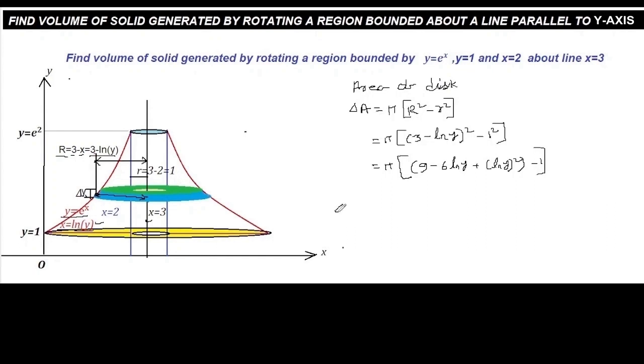So the delta A we can write as pi into 9 minus 1 gives us 8 minus 6 ln y plus ln y whole square. And the volume of the disk is actually the area multiplied by the width.